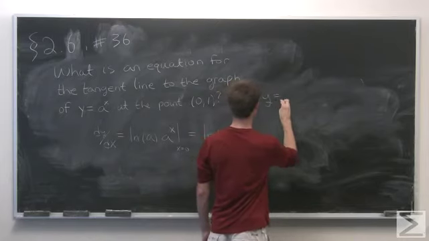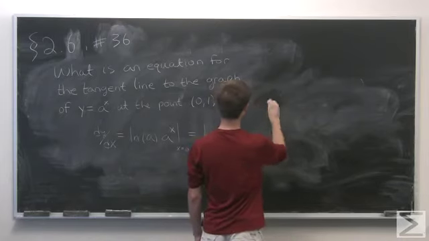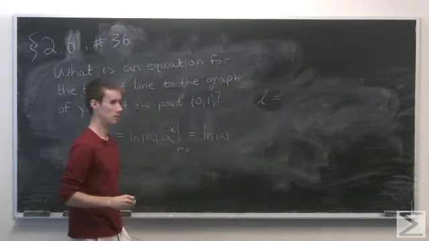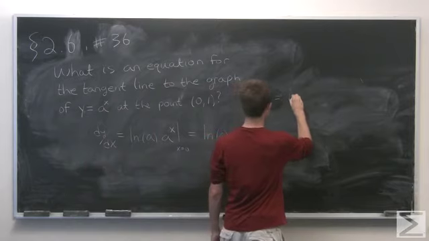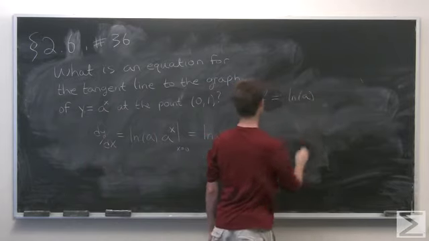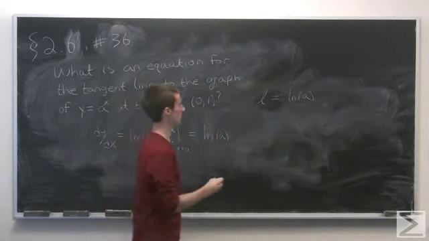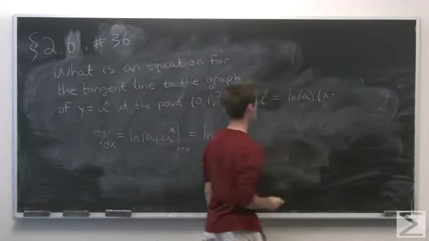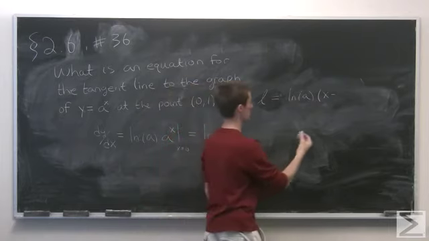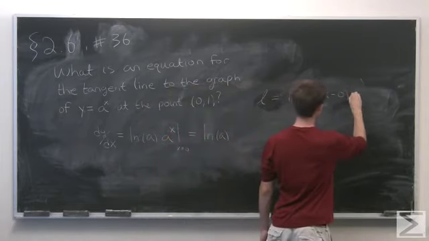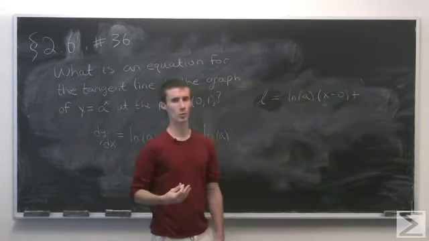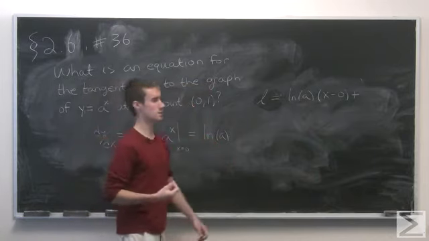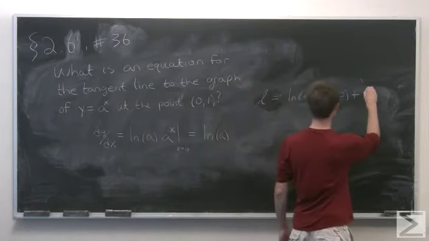So we see that probably should use something other than y. We'll write L for our line will be equal to natural log of a times change in x, which is x minus x naught, the point that we're given, which is 0, plus y naught, which is our function evaluated at x naught, so plus 1.